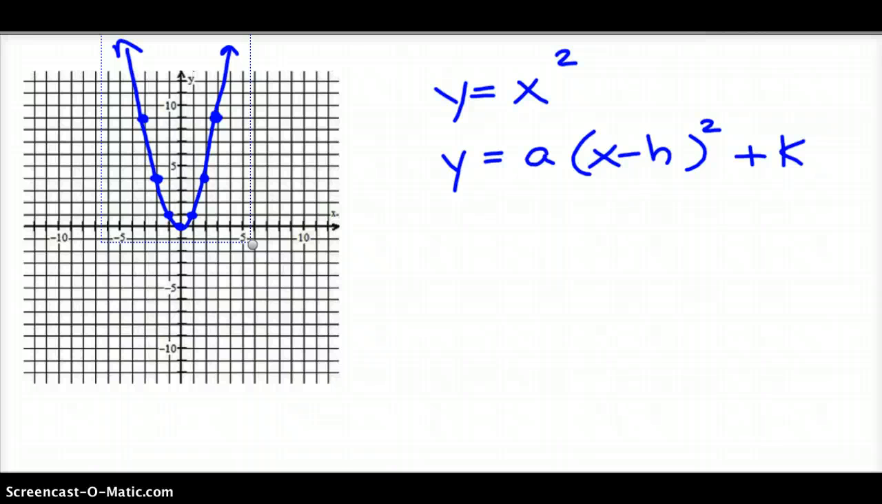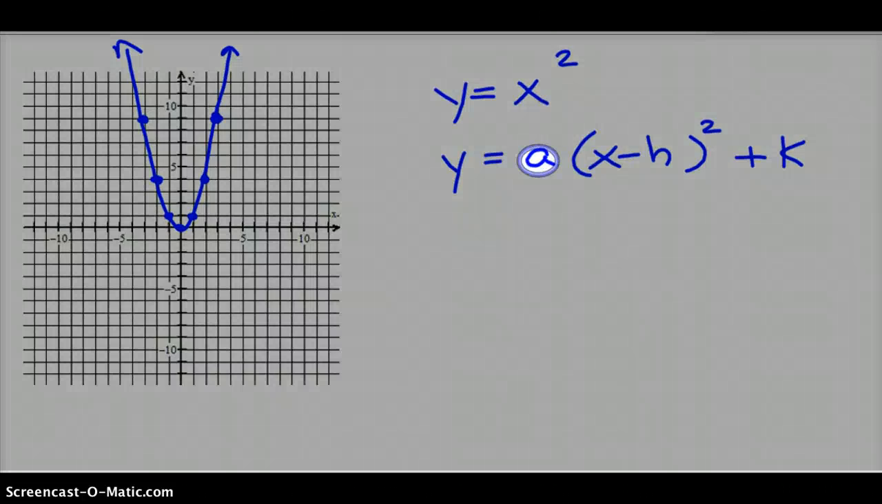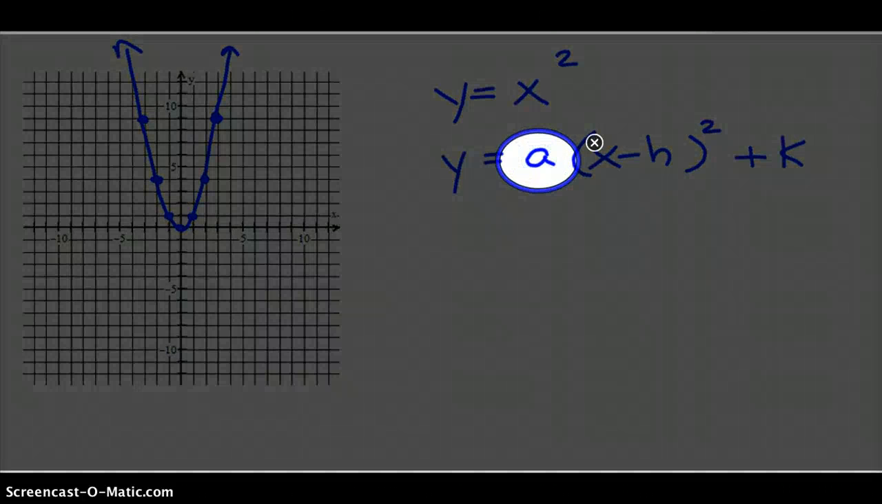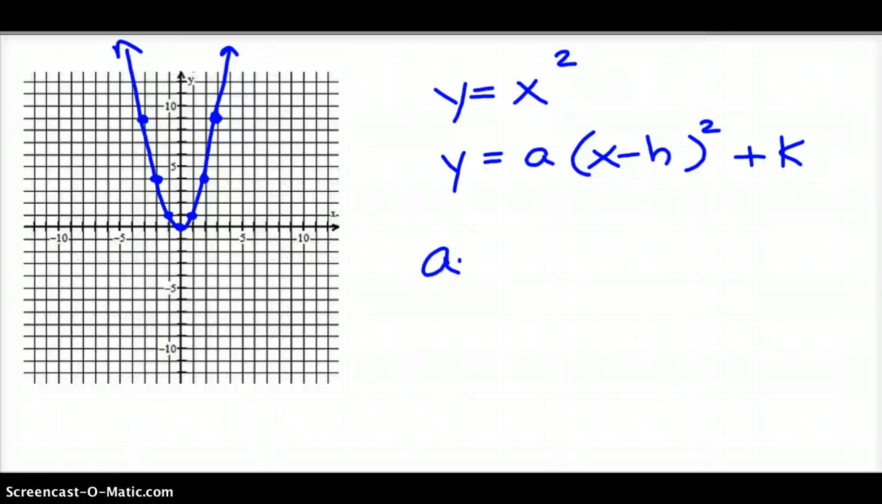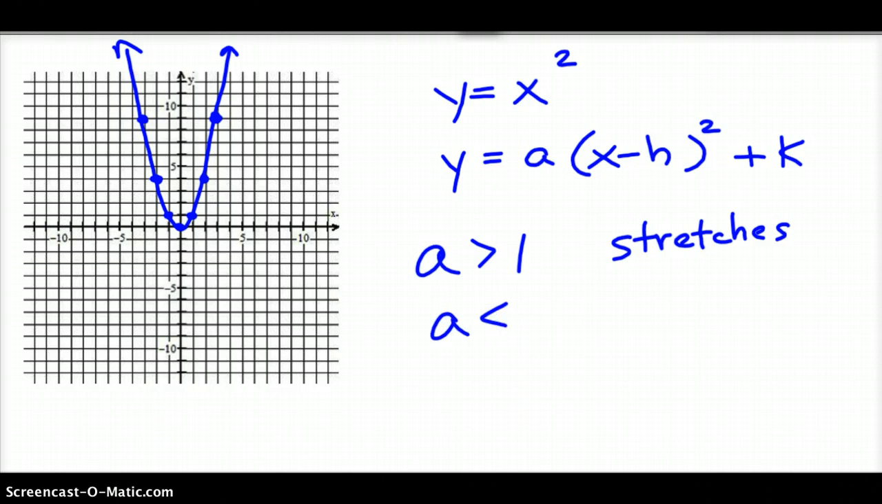Now we have a vertical stretch or vertical compression having to do with the a value. The a value is what's going to determine whether it's a vertical stretch or vertical compression. So if a is greater than 1, then we say it stretches. If a is less than 1 but greater than 0, then we say it compresses.